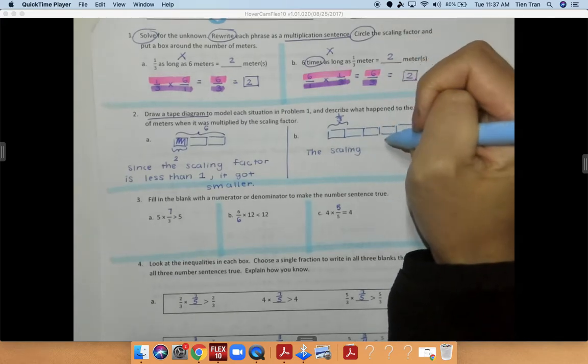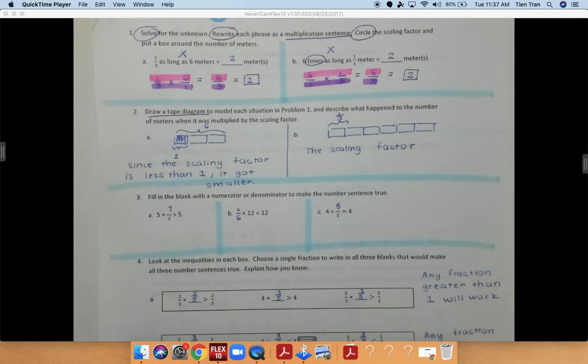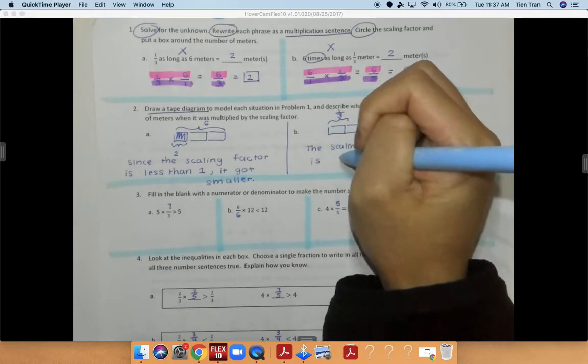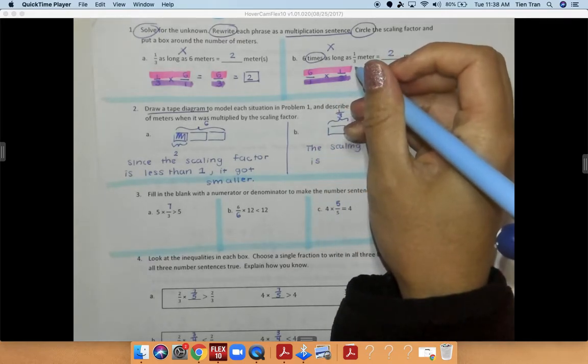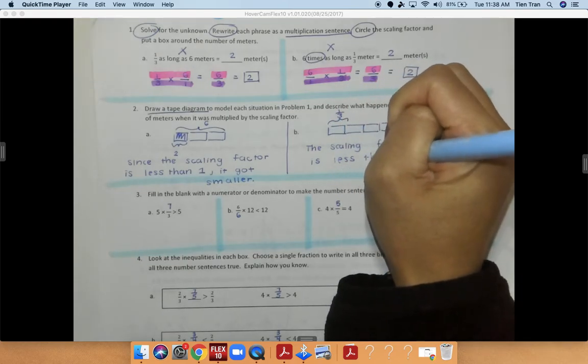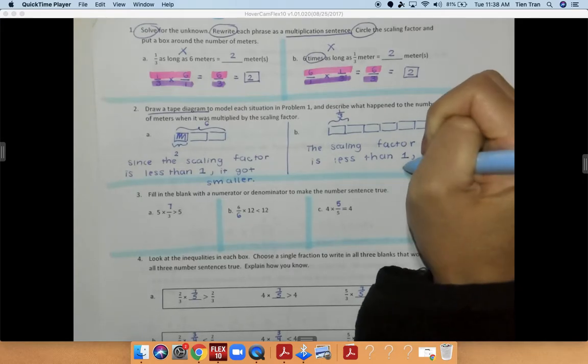So the scaling factor in this case is going to be larger. Is it still less than 1? Yes, it's less than 1. So it is smaller.